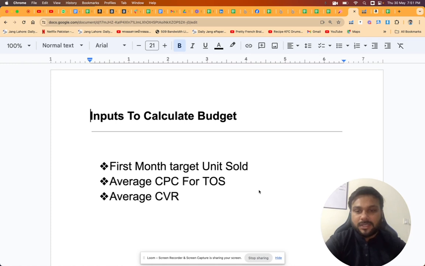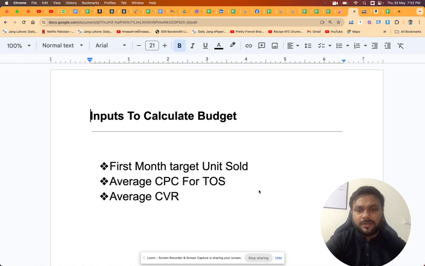The second one is the average cost per click for top of search. If you remember, I mentioned that our goal with PPC is to choose the keywords and push them for the top of search placement to get the organic ranking. And we need to know what our average cost per click is to get to those placements. As a result, we can estimate our spend in this way.